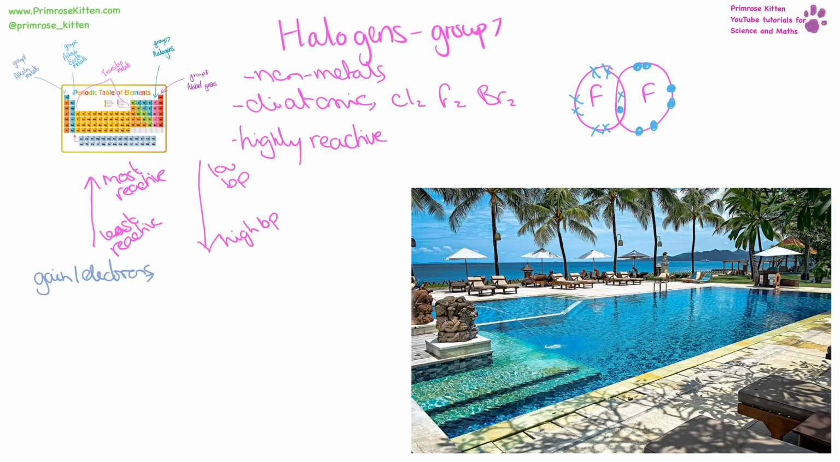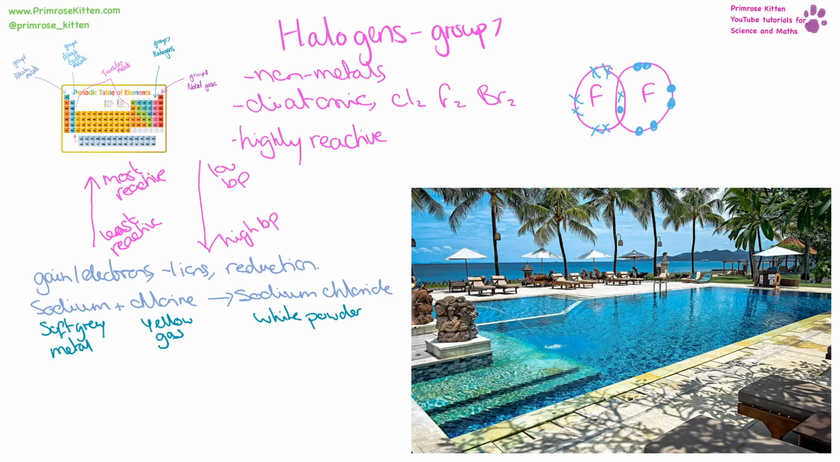Meaning they're going to form -1 ions. And gaining an electron is a reduction. They're going to react violently and rapidly with group 1 metals because group 1 metals want to lose 1 electron. For example, sodium, which is a soft grey metal, will react very violently, very readily with chlorine, which is a yellow gas, to form sodium chloride, which is a white powder or salt.